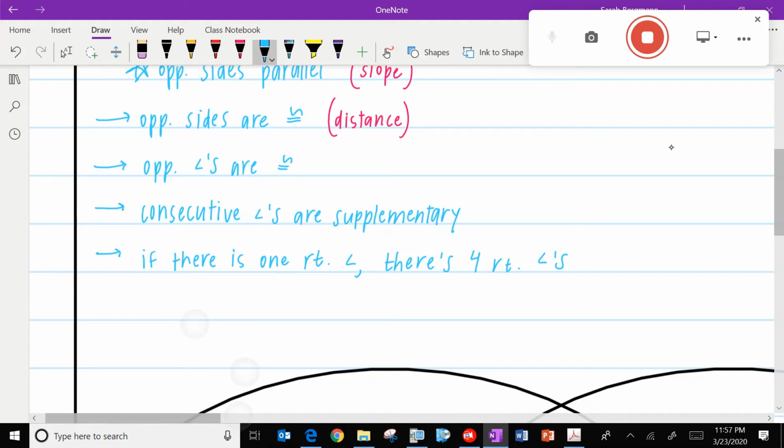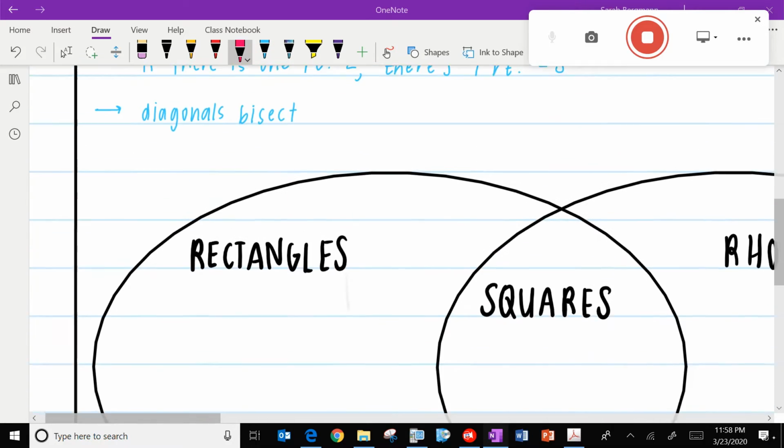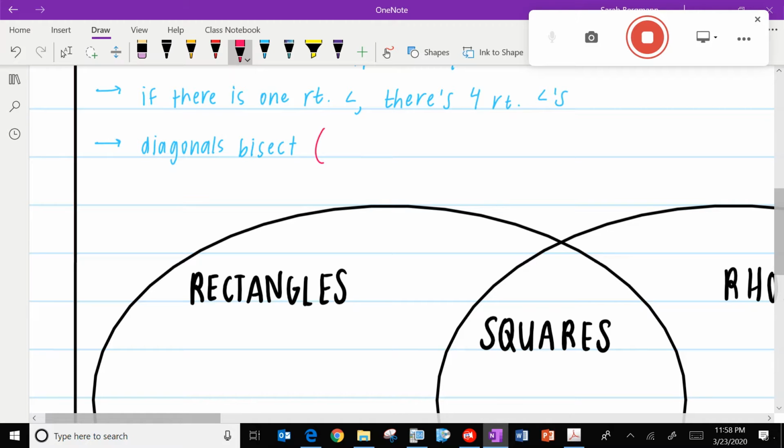And finally, one other property is that the diagonals bisect one another. This can be used to prove that a shape is a parallelogram by using midpoint formula on a coordinate plane.